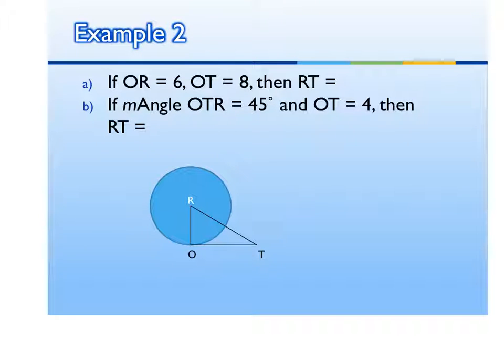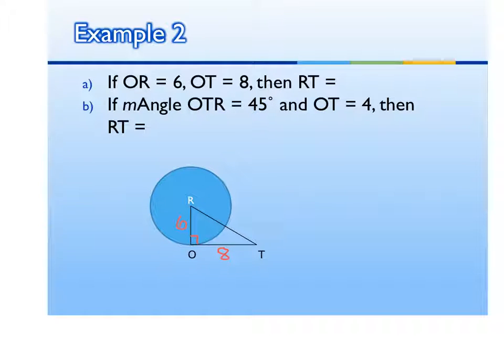Okay, so we got two parts here. Part A, let's go ahead and label our given information. It's telling us that OR is 6 and OT is 8. Notice this is based on Theorem 10.1. We know that OR is perpendicular to OT. So I made a right angle here, so I have a right triangle. How can I find the length of RT?